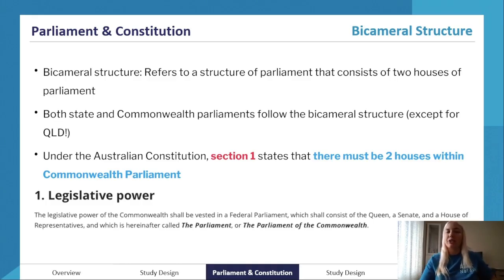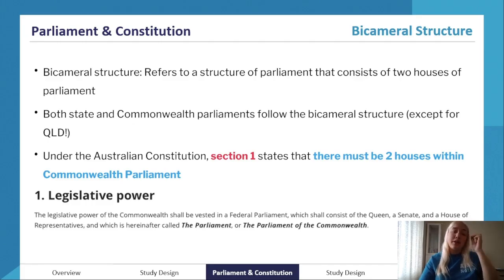So the bicameral structure, we said bicameral, bi is two, so bi meaning two houses, okay? To define this concept, this refers to a structure of Parliament that consists of two houses of Parliament, the lower house and the upper house. So we said that this is technically enshrined in the Constitution only at federal level. This means that there is one state, Queensland, that does not follow the bicameral structure and just has one house. But all of our other state and Commonwealth parliaments do abide by the bicameral structure.